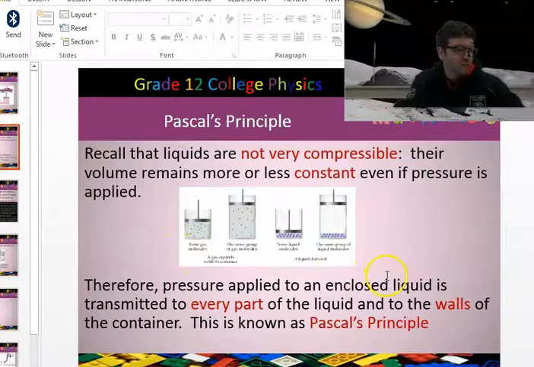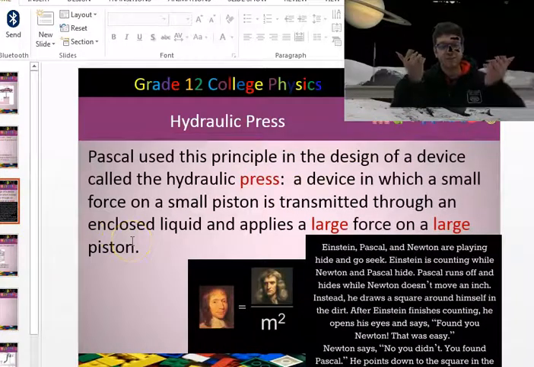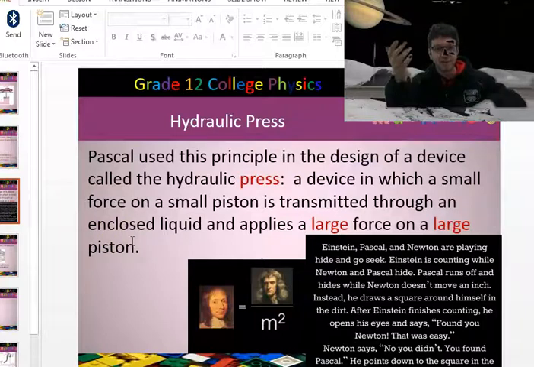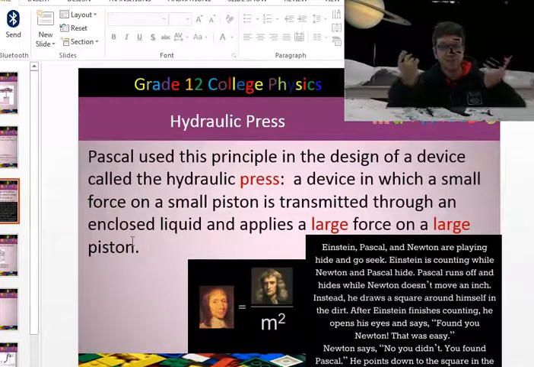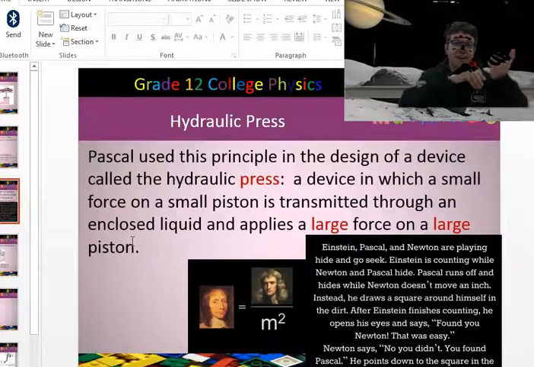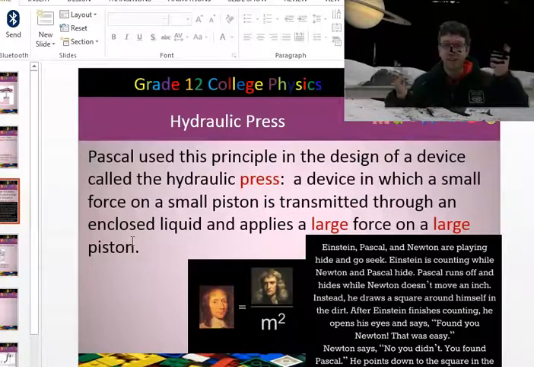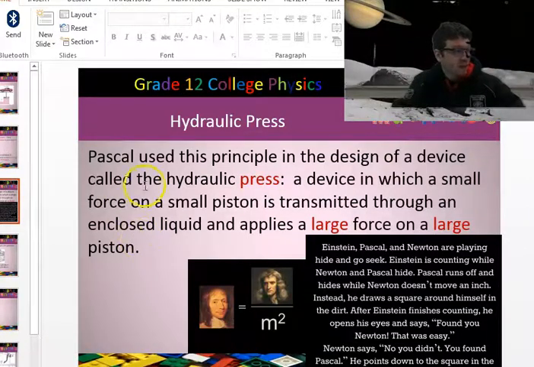So when we apply pressure to an enclosed liquid, that pressure gets transmitted through every part of that liquid. This is called Pascal's Principle. Okay, and we actually used technically somewhat of a hydraulic press in class when we had the two syringes filled with water. When you pushed one end, that pressure that you exerted was transmitted to every single part, right? Which is why the other end immediately responded.